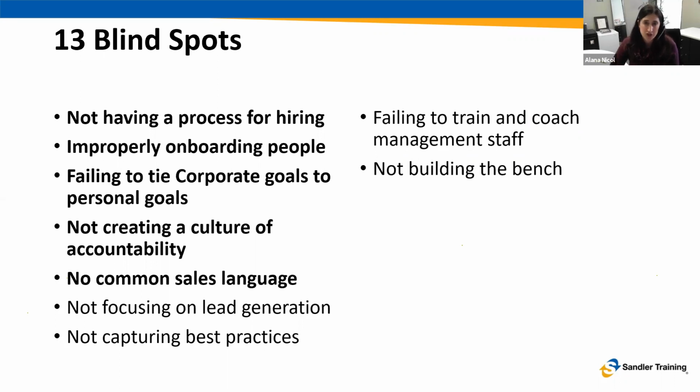Next, not building the bench. So this is basically, what are we doing to ensure the talent pool, the people that we have, we're developing them for the next level?